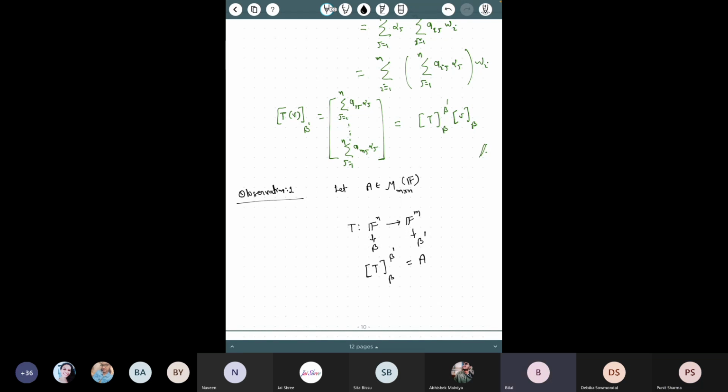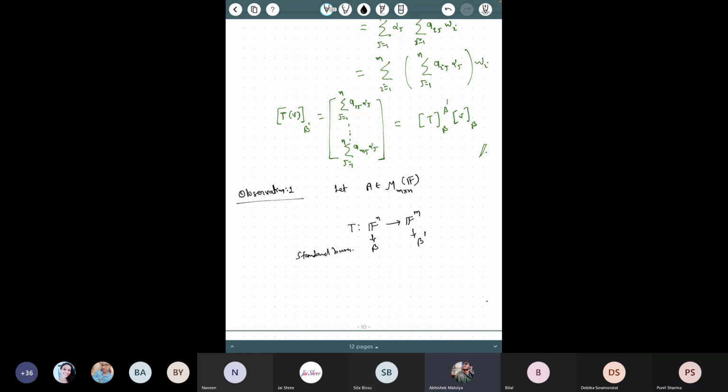Yes, sir, we can find. So you tell me the basis first, and then the linear transformation. What would be the basis here? Standard basis. If you take the standard basis for Fn and also for Fm, so let's say these are the standard bases, both for Fn and Fm. And then you have to tell me the map also.